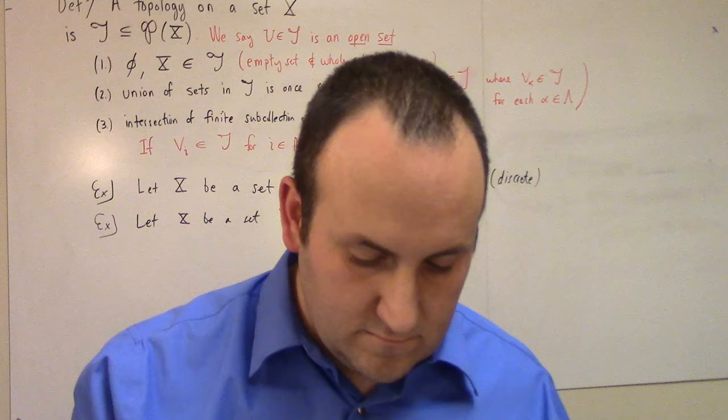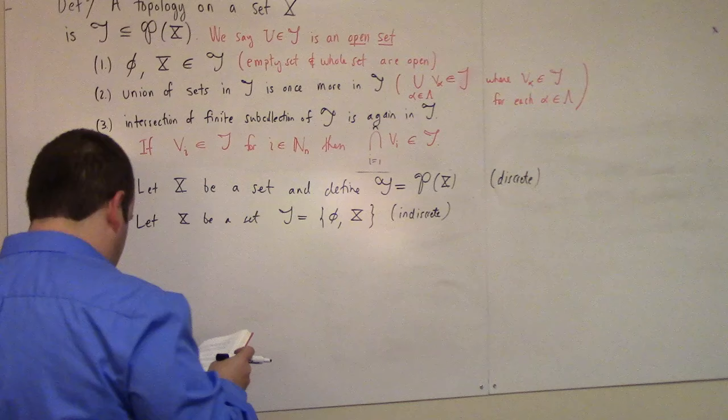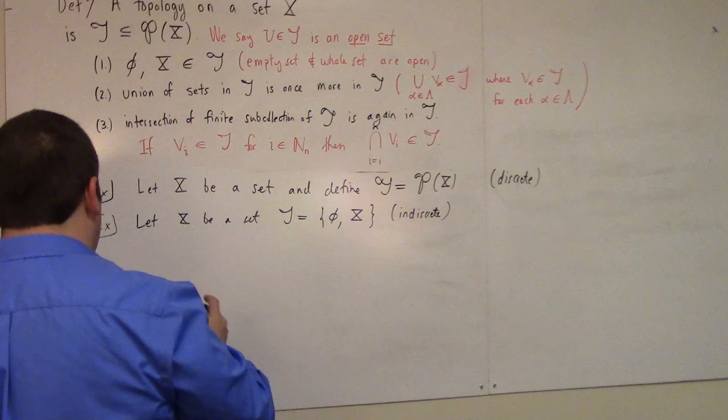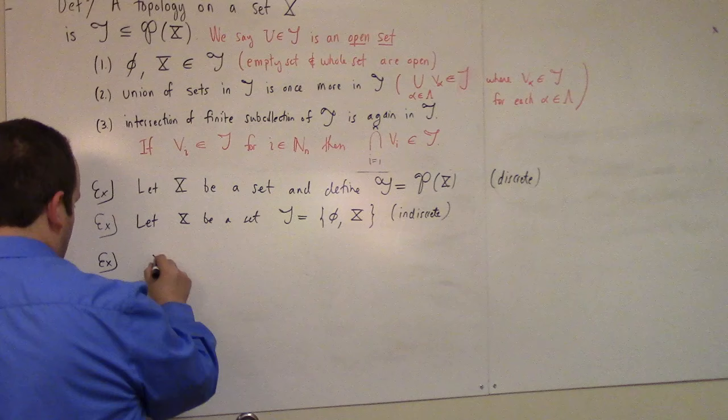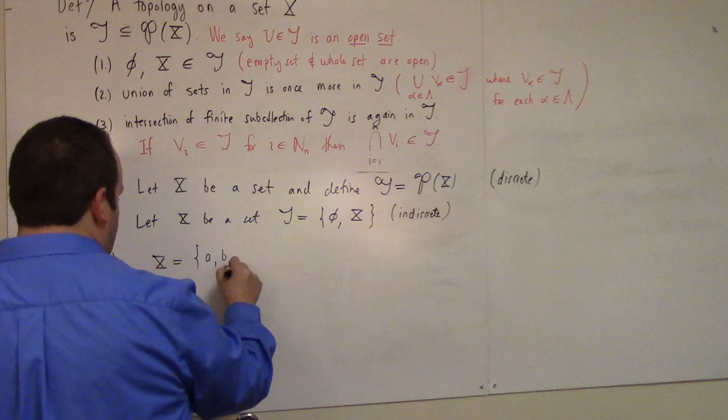Oh, the finite complement topology. I'm not sure, I'll do that one next. Here, I'm going to show you that you can even define a topology on a finite set. Let X be the set A, B, C, where A, B, and C are distinct elements.